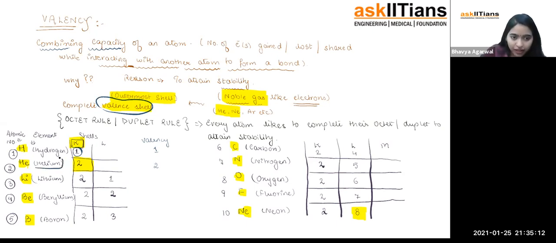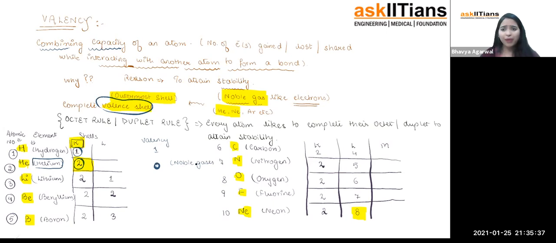Helium is having a complete duplet, my bad, right? So this is the maximum electrons which it can have. It cannot add any more electron or lose any more. Its valency is 0. Helium is a noble gas. All noble gases have valency of 0.